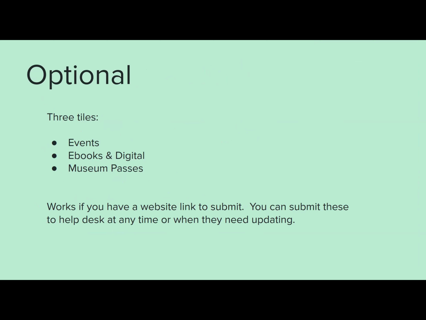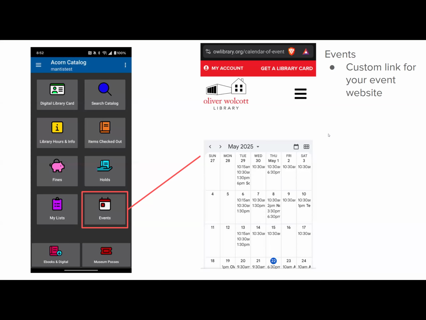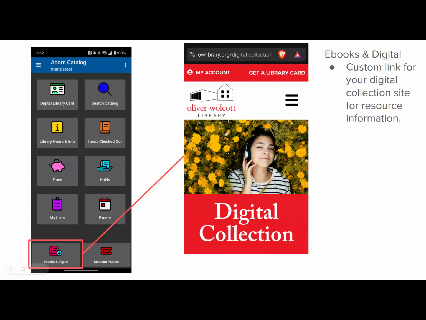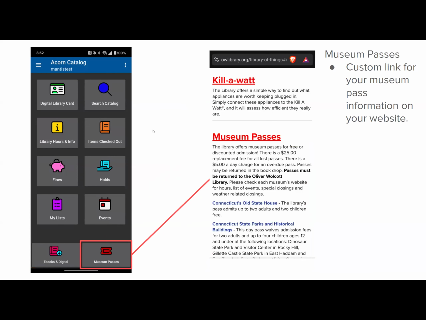So it only works if you have a link that we could use, because that's basically what those are. They're buttons that will link to your website with information about it. Litchfield has one set up for all of them. So this is an example of what they look like. The events page will send over to their event calendar on the website. The ebooks and digital will send over to a digital collection page that they have on their website. And the museum passes will link over to the museum passes.